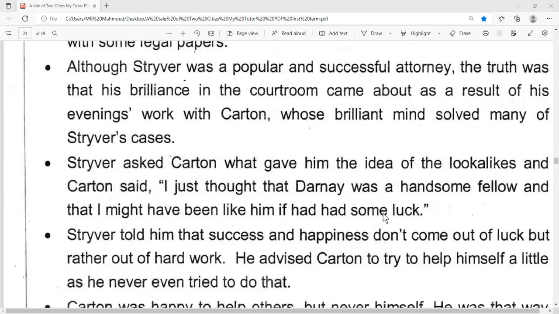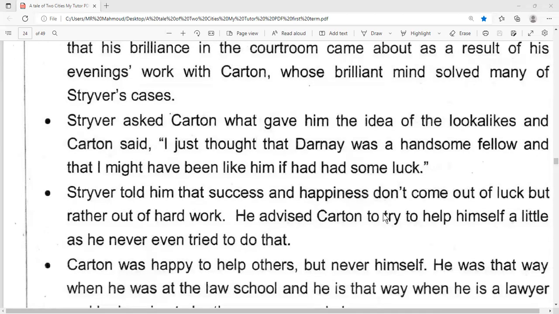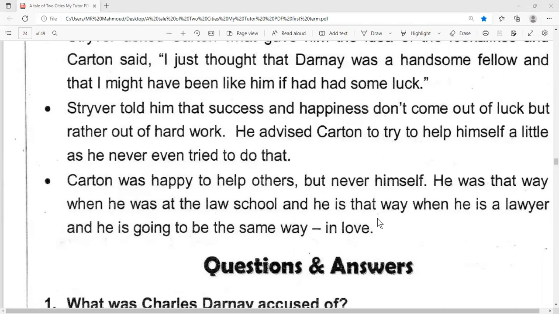Stryver asked Carton what gave him the idea of the lookalikes, and Carton said, "I just thought that Darnley was a handsome fellow and that I might have been like him if I had some luck." قد أكون مثله لو أن لي بعض الحظ. Stryver told him that success and happiness don't come out of luck, أن السعادة والنجاح لا يأتيان بالحظ, but rather out of hard work. He advised Carton to try to help himself, as he never even tried to do that.